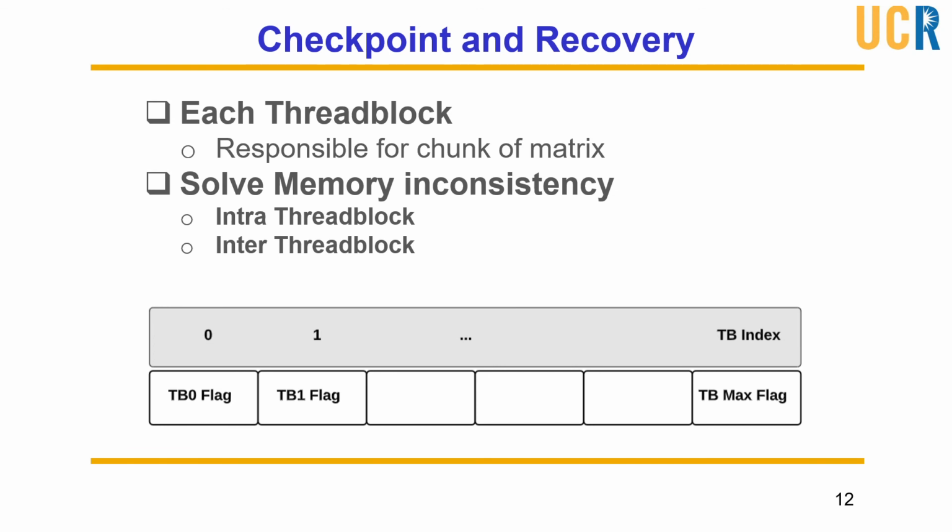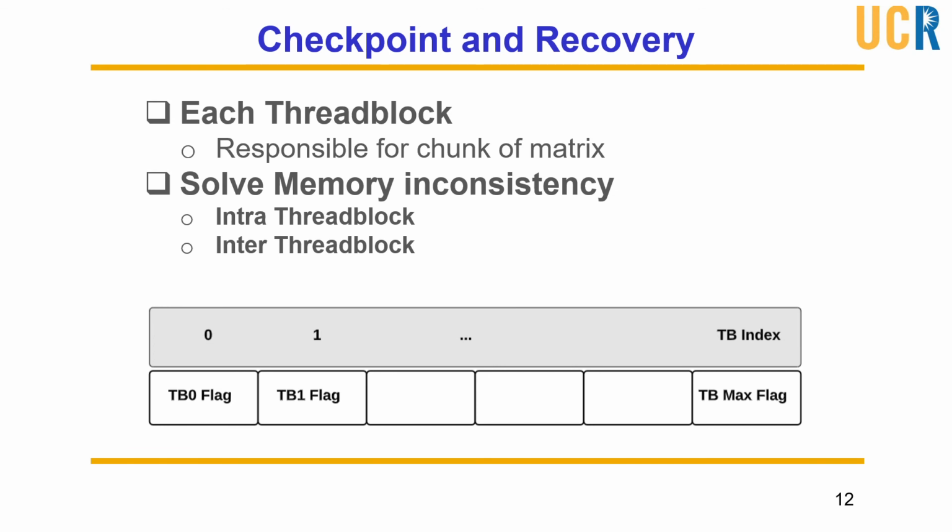To solve the synchronization problem between TBs, we propose an algorithm which synchronizes TBs before checkpointing. As shown in the figure, we define an array of global variables which can be accessed by all thread blocks. The array length depends on the number of TBs that can run at a time on the GPU.